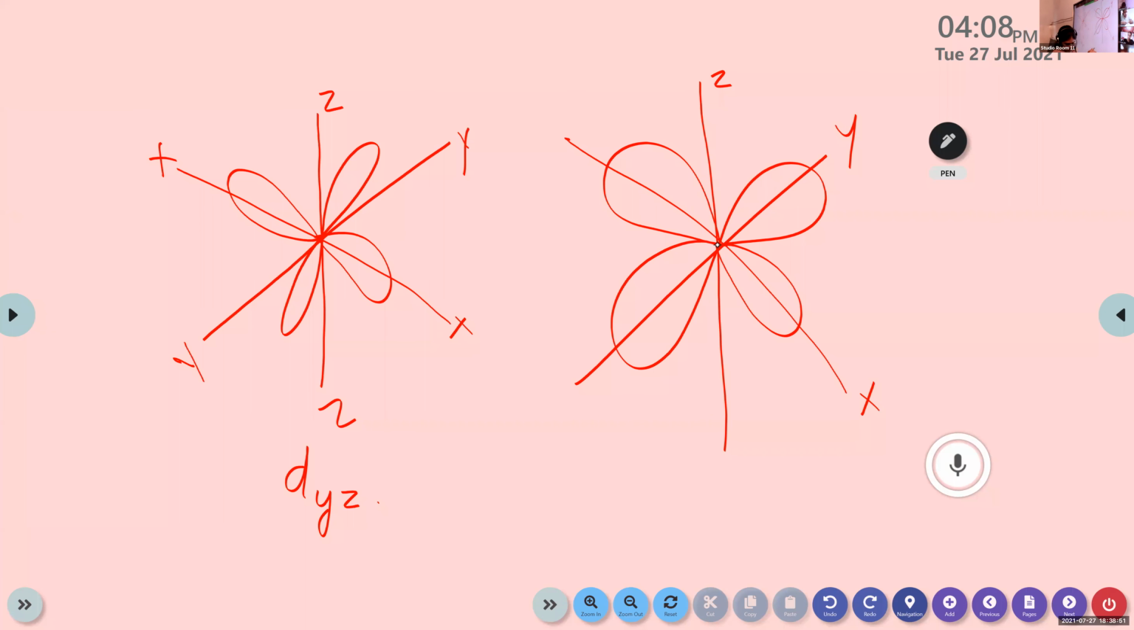This one is dx square minus y square. This is the name of fourth orbital. We have learned dxz, dyz, then dxy, then dx square minus y square. There is one more, that is dz square. So these type of diagrams are known as boundary surface diagrams.